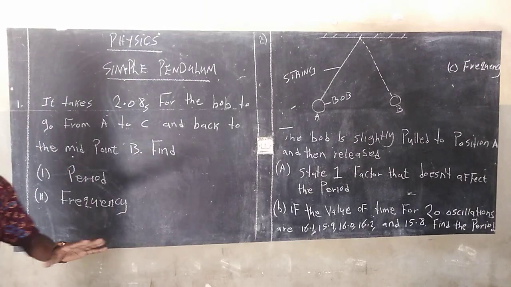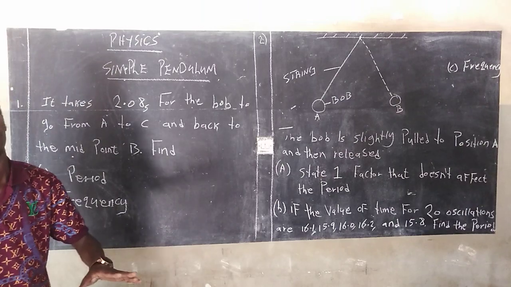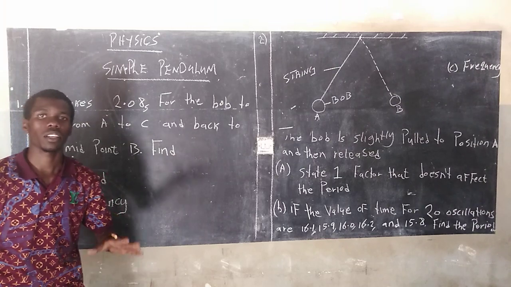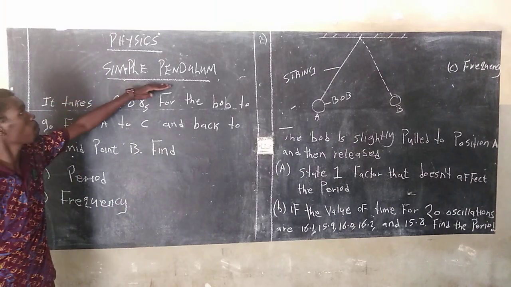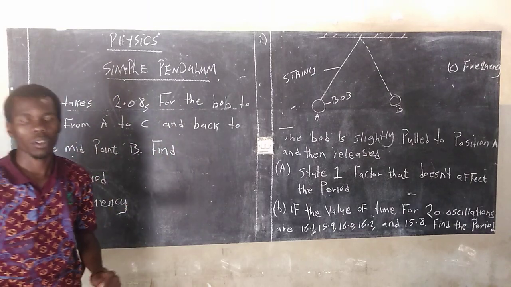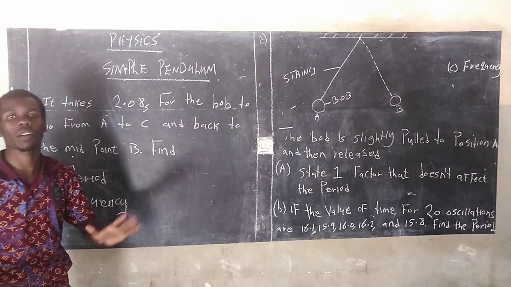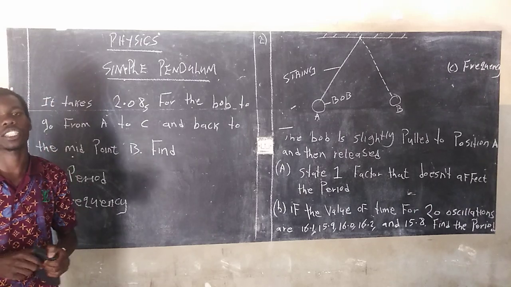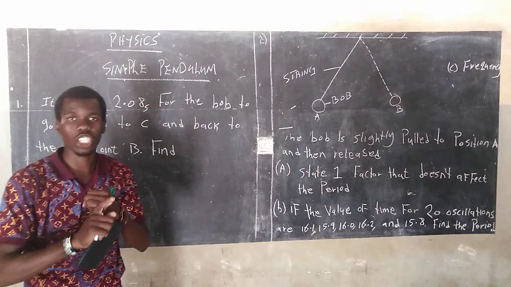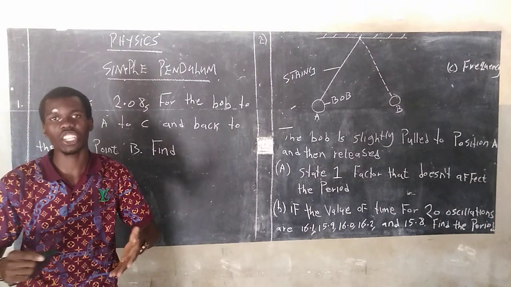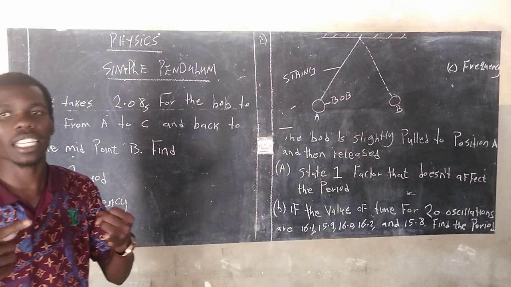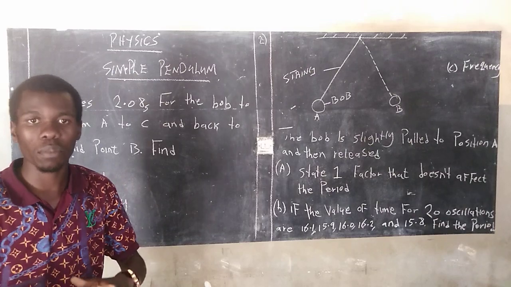Under this presentation, we'll be looking at Science Paper 1, the topic known as the simple pendulum. Under pendulums, there are some basic things that you need to understand. The first one is the definition of the pendulum, and also the things that affect the period of the pendulum.